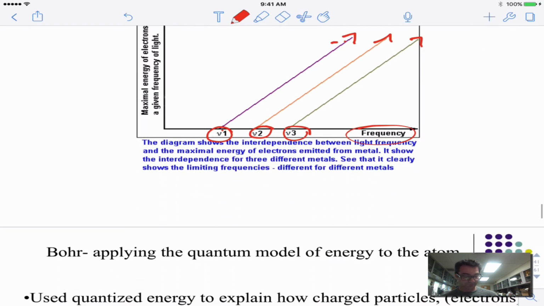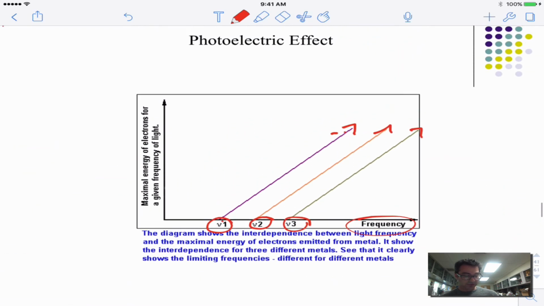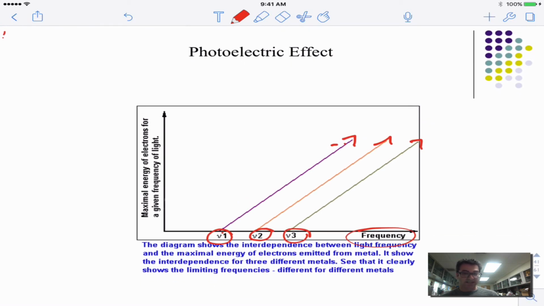So what we're going to do next time is apply this idea of quantized energy to the atom, and we'll do the Bohr model.